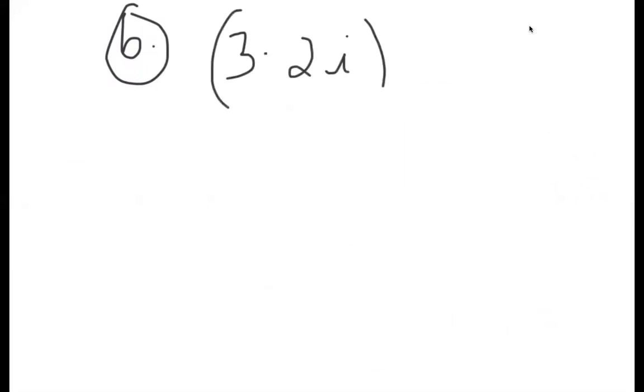All right, guys, here we go. 3 minus 2i times 3 plus 2i. We're going to multiply the conjugates together.